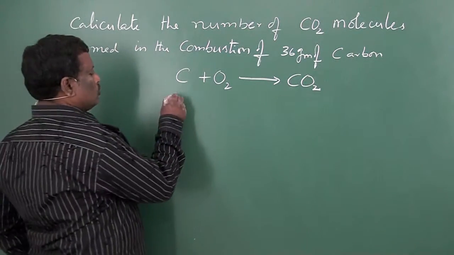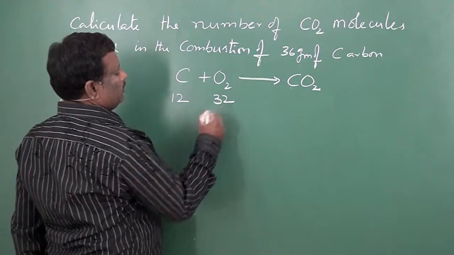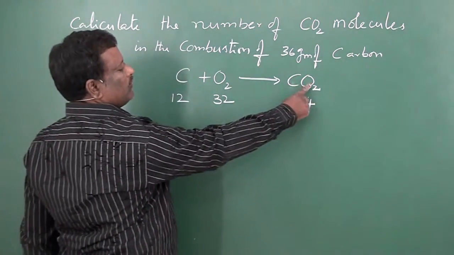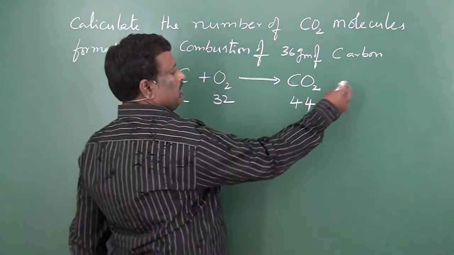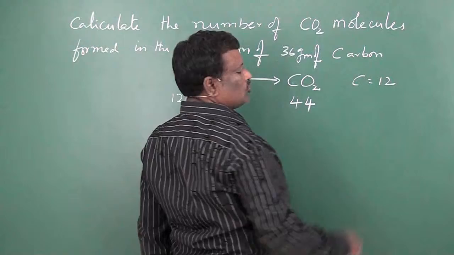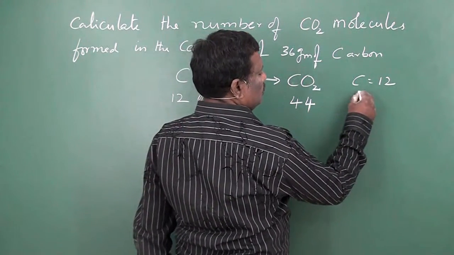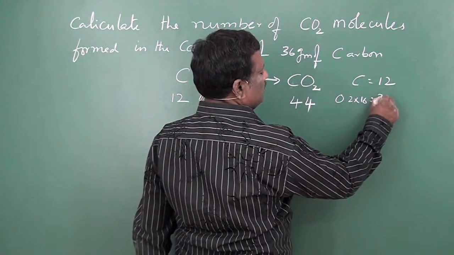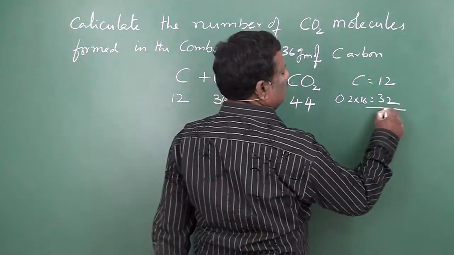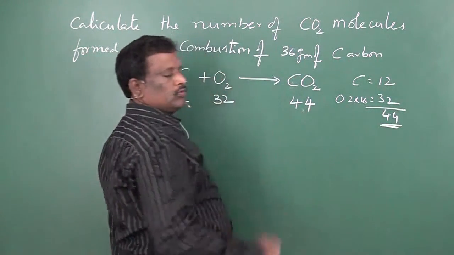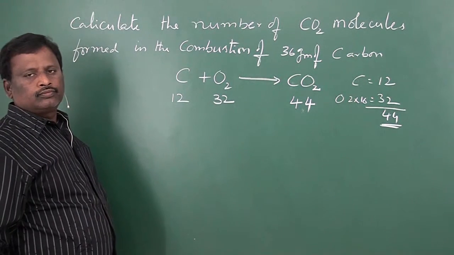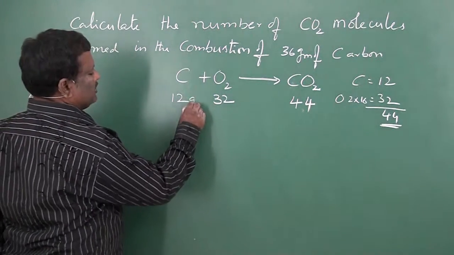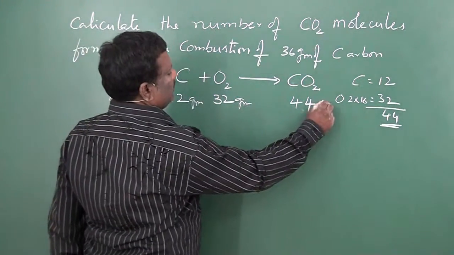So here 12 units of carbon react with 32 units of oxygen to give 44 units of CO2, because the molecular weight of CO2 is 44. Here you have one carbon whose atomic weight is 12, and two oxygens, so 2 into 16, which is 32 units of oxygen. The sum total will be 44. So this is the molecular weight of CO2. If you take all these in grams, it will be 12 grams, 32 grams, 44 grams.